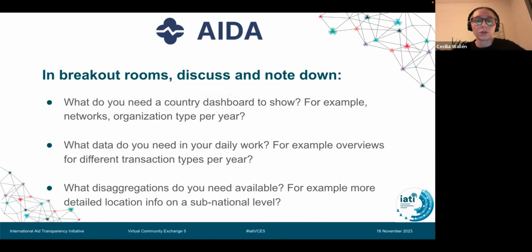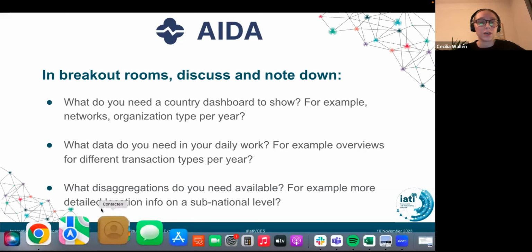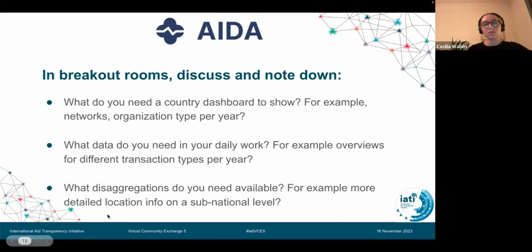We are looking to get your input on this. So we're going to be dividing you up into breakout rooms, and we'll ask you to discuss and note down answers to these 3 questions. What would you need a country dashboard to show for it to be useful for you? For example, we have some examples here, but please feel free to go beyond those as well. Would you like to see networks, organization types per year, or so on?